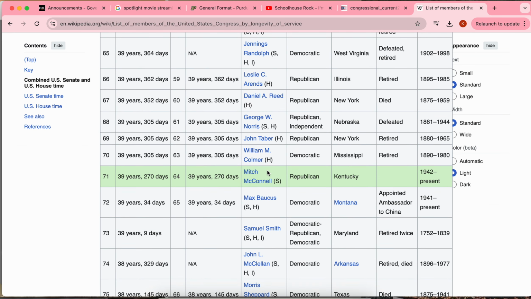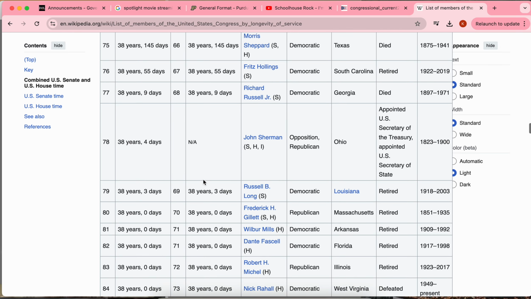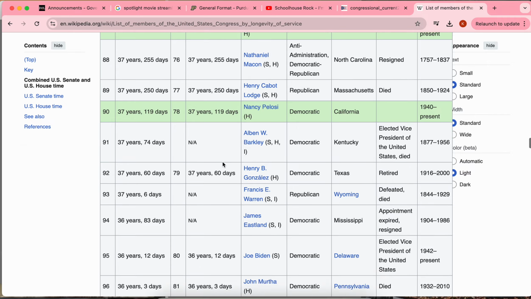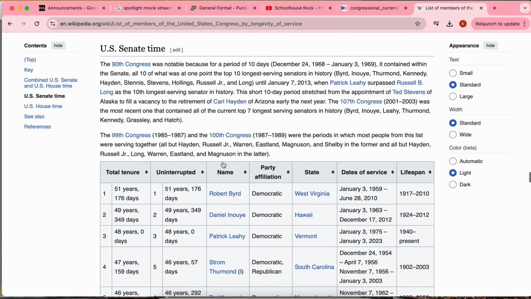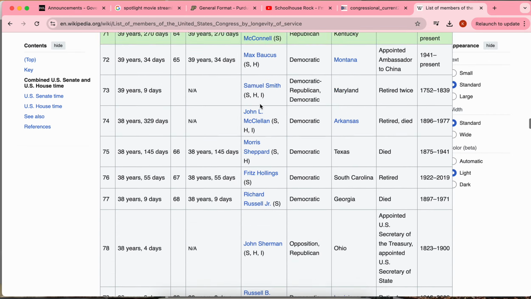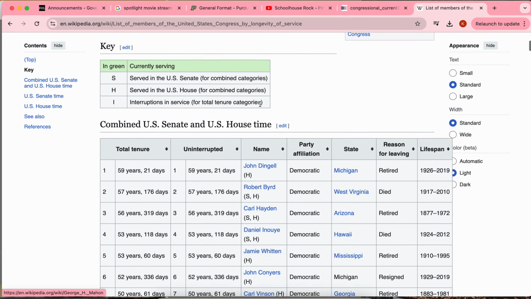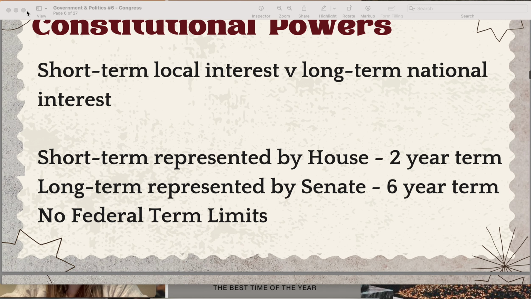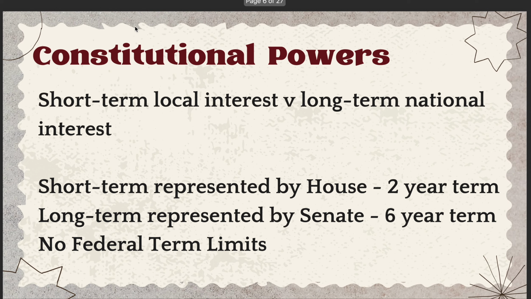Mitch McConnell, we hear a ton about him. He's about 40 years. Nancy Pelosi is just about 38 years. So these are all of our big people. A lot of the people that we hear of today have been in office for over 40 years, just constantly getting reelected. And they do this every 2 years, guys. That means you've been elected 20 times. And there's no way to stop them.